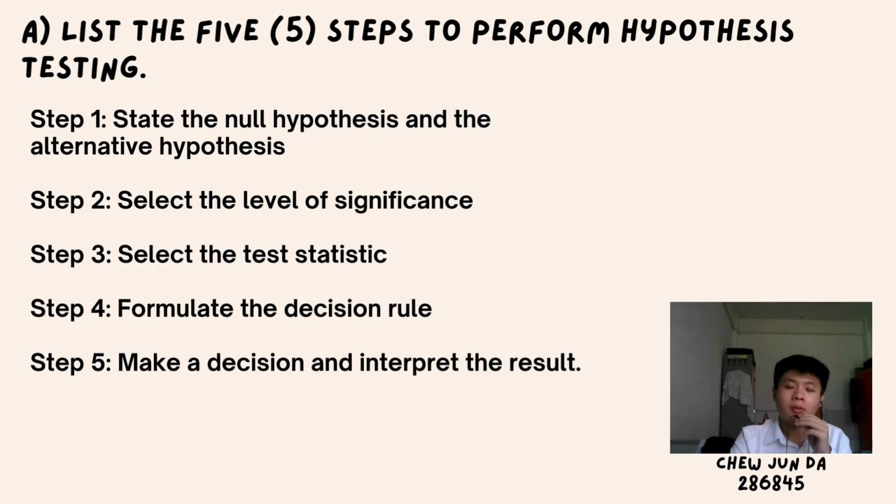These are the 5 steps of performing hypothesis testing. Step 1, state the null hypothesis and the alternative hypothesis. Step 2, select the level of significance. Step 3, select the test statistic. Step 4, formulate the decision rules. Step 5, make a decision and interpret the result.